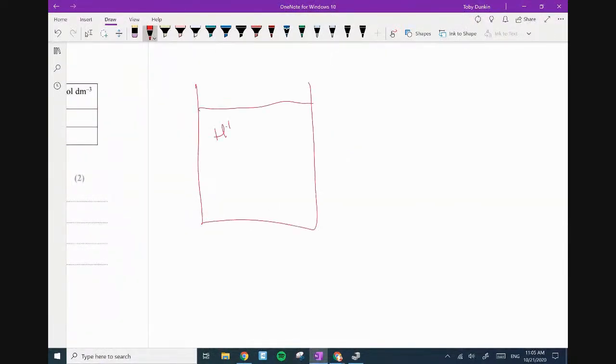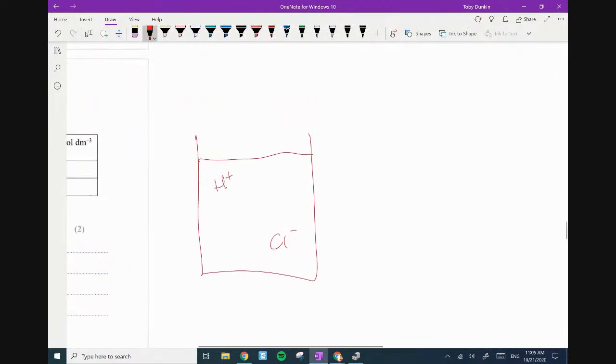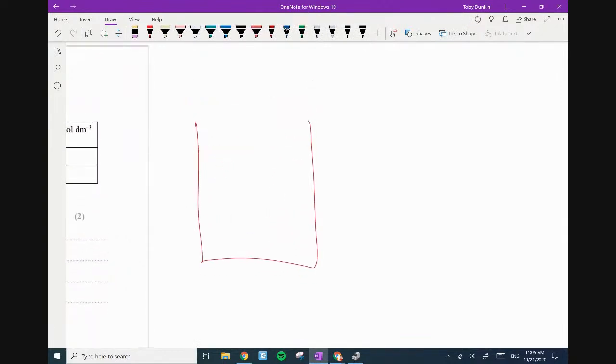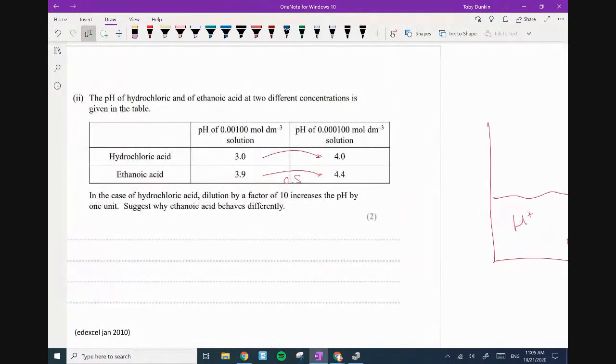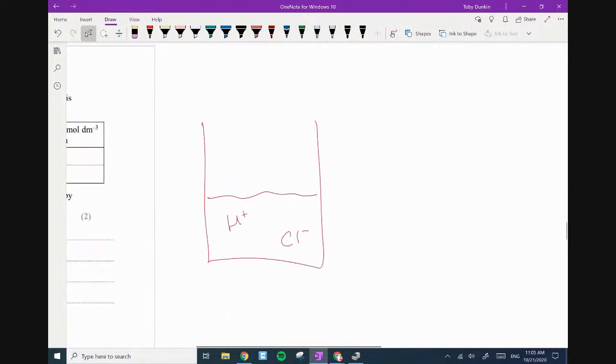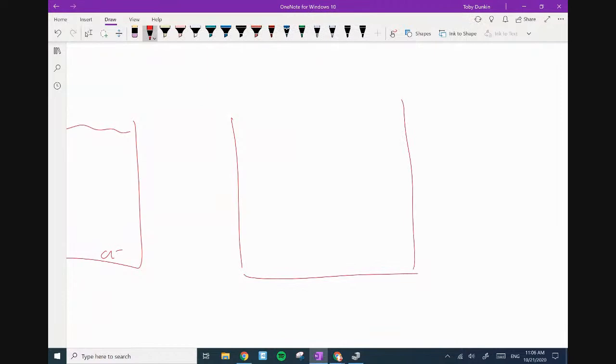If we just had H plus and Cl minus, I can do this in the same diagram. If we double the volume, well, hang on, is that what they've done? Factor of 10. Yes, they've diluted it by a factor of 10. So with H plus and Cl minus, you dilute it by a factor of 10 and you just have that same number of particles in that volume of fluid. But with vinegar, it's not quite the same.